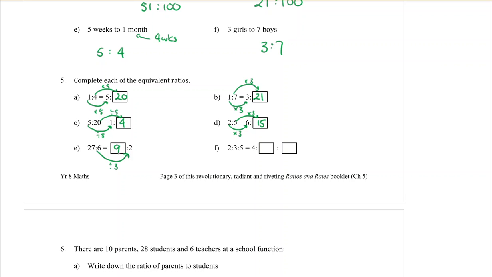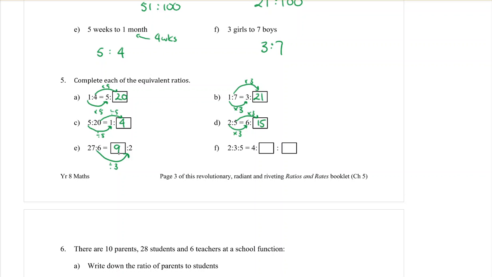Now this process works, guys, for ratios with 2 numbers, but ratios can have more than 2 numbers in them. This one has 3. It still works here.